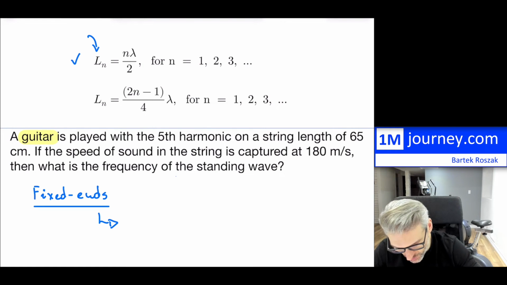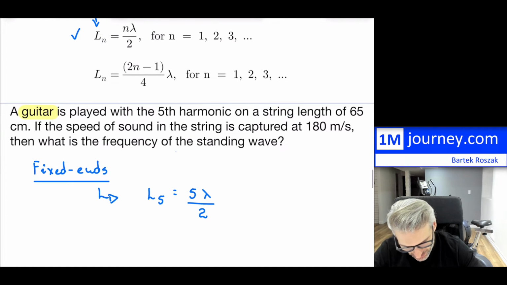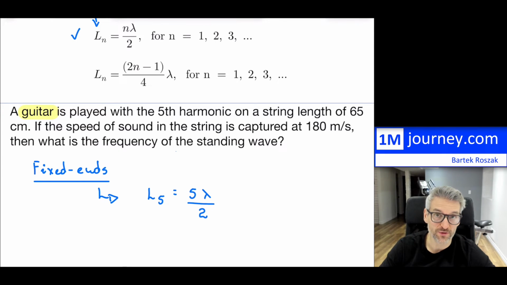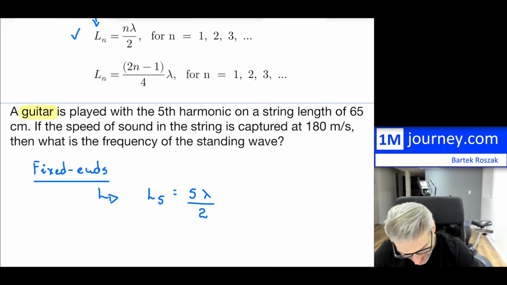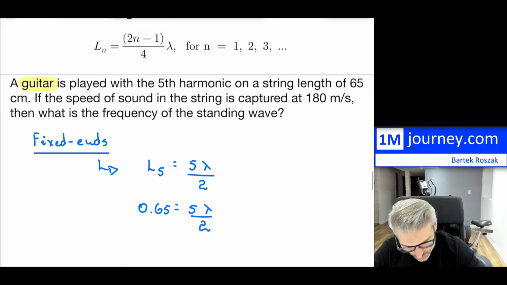All right, so if I'm going to copy it down, it's talking about the fifth harmonic. So this is L5 is equal to 5 times lambda divided by 2. Notice that the length is 65 centimeters. So be careful, try to change it back to standard metric SI units. So 65 centimeters is going to be 0.65 is equal to 5 lambda divided by 2. And now we can find out what the wavelength is.